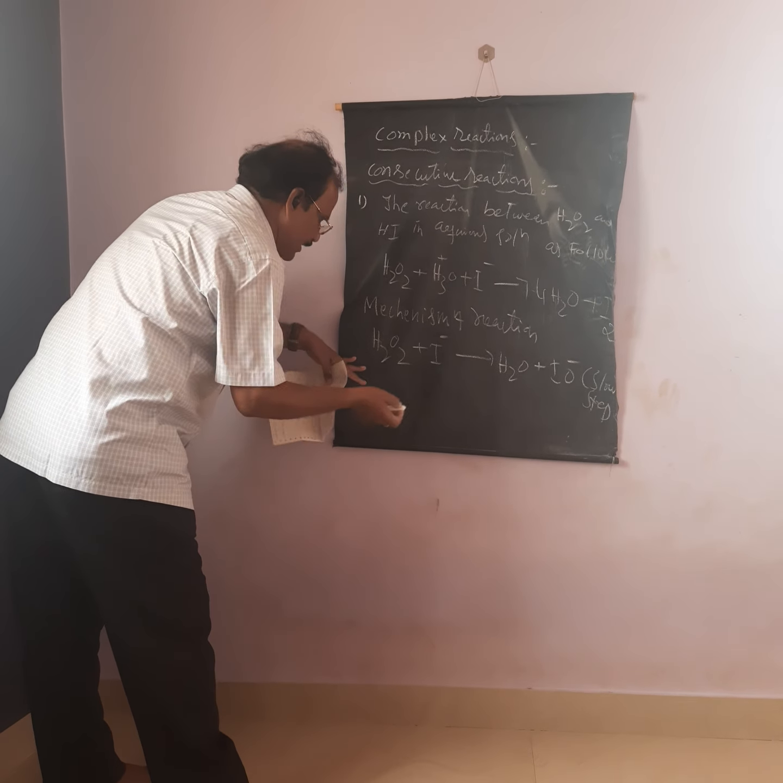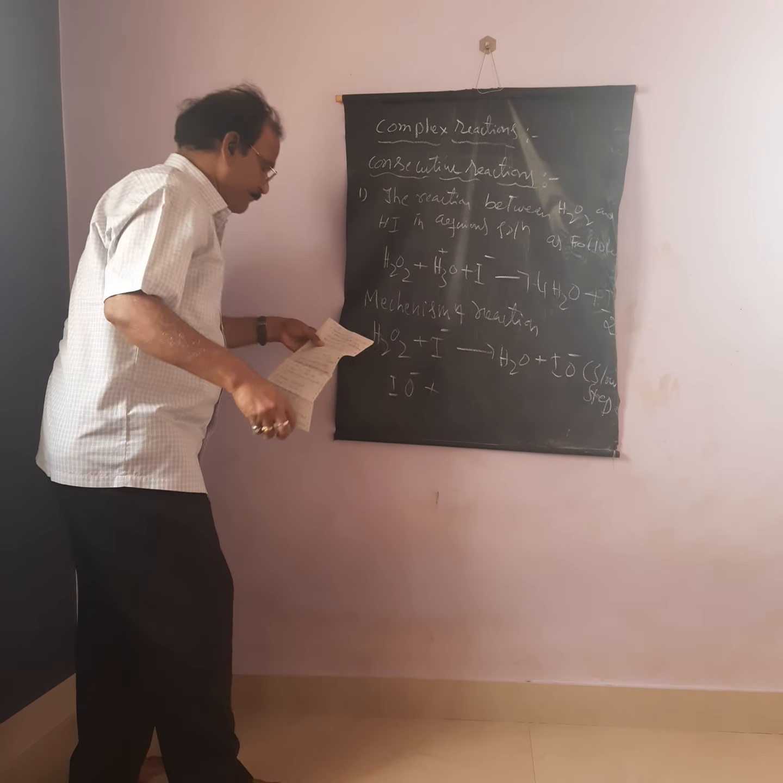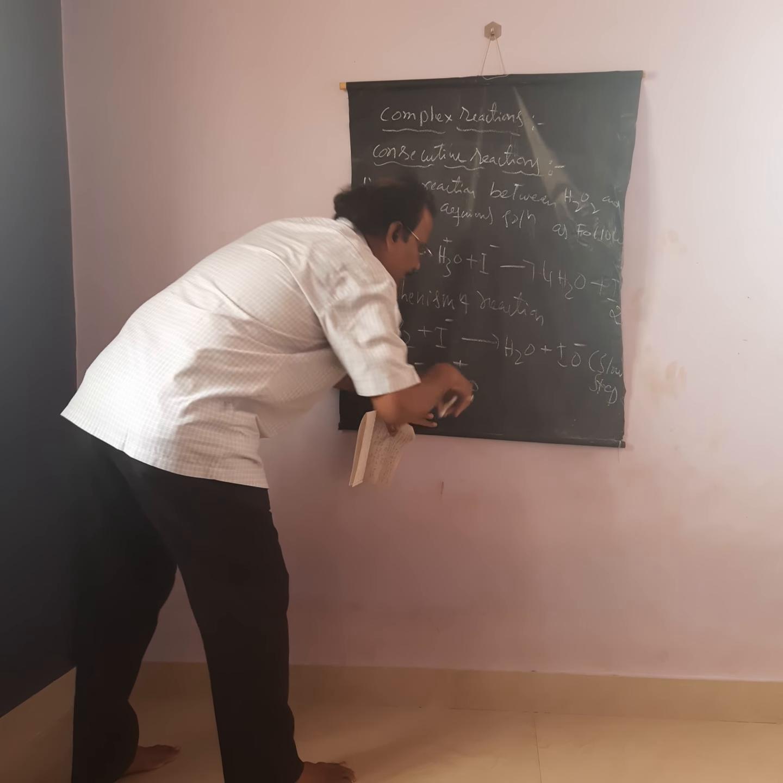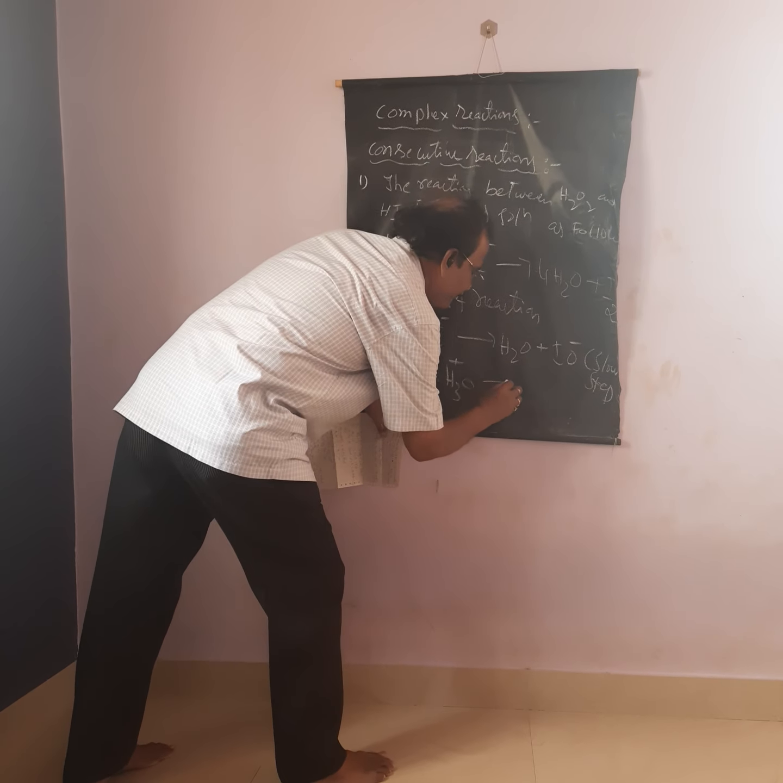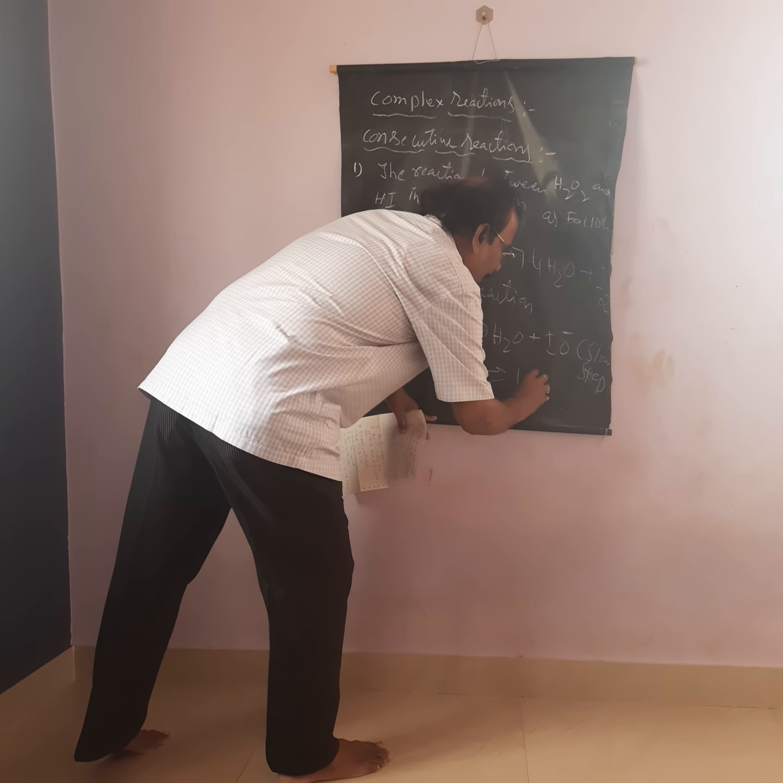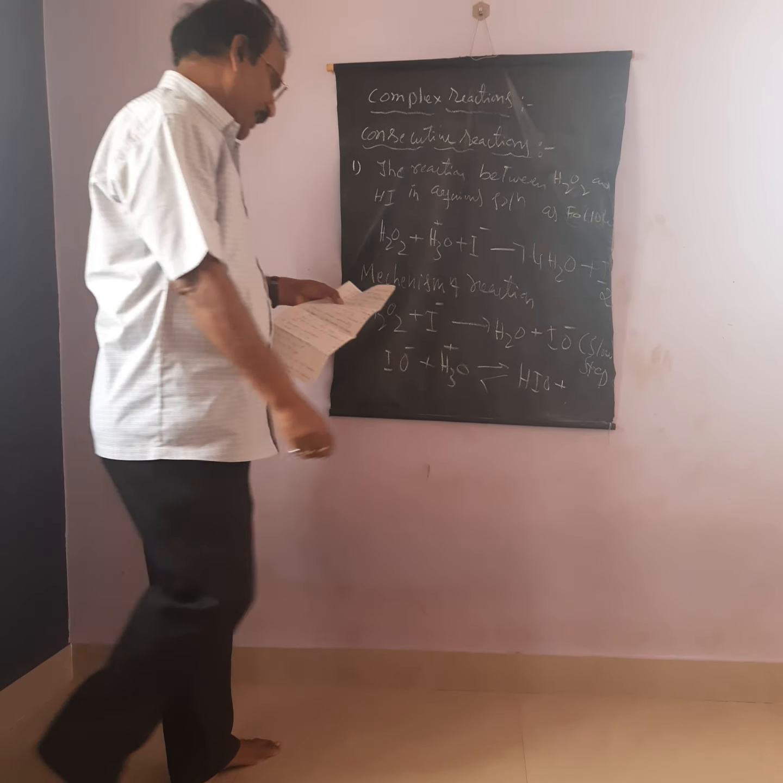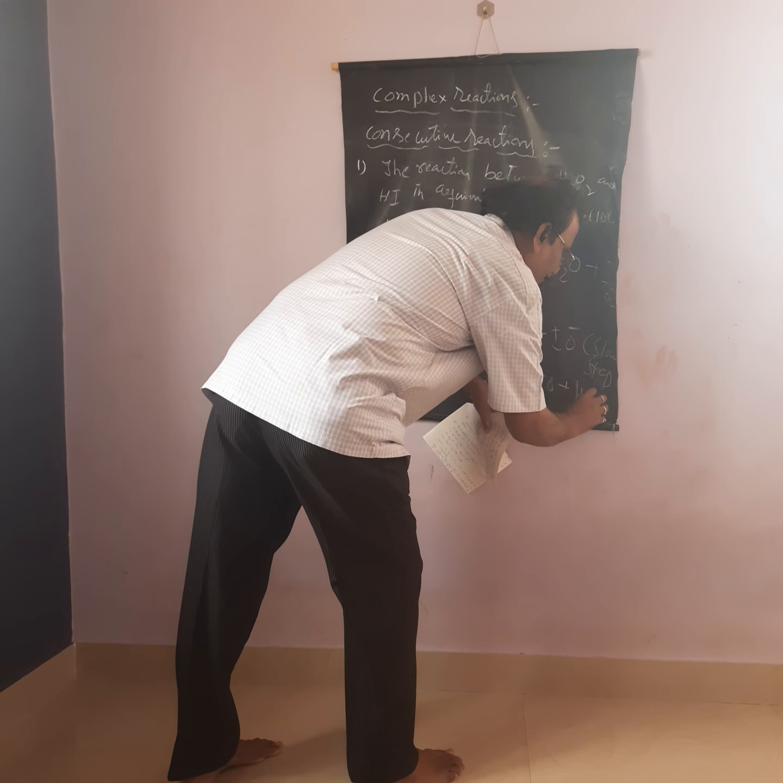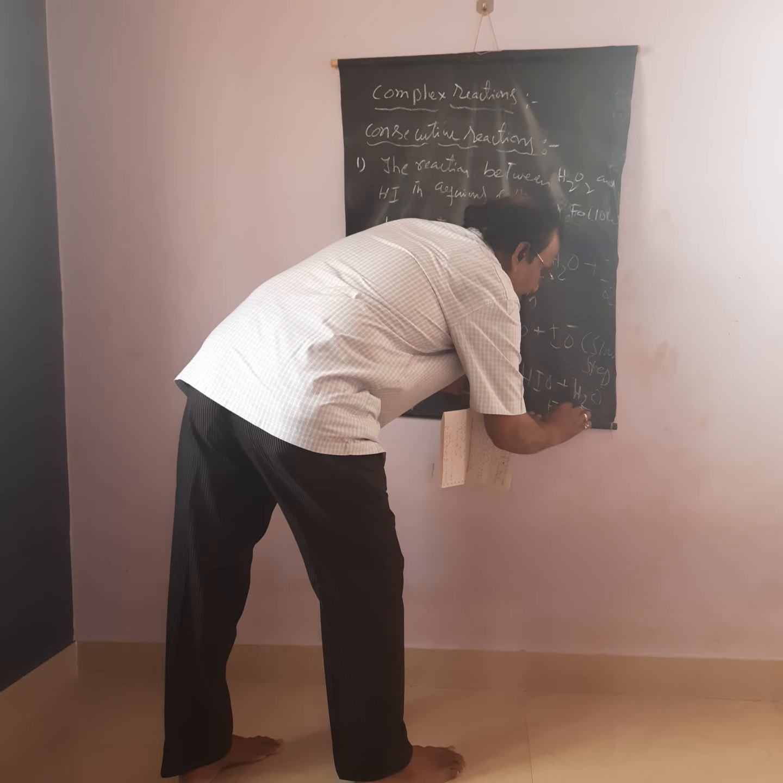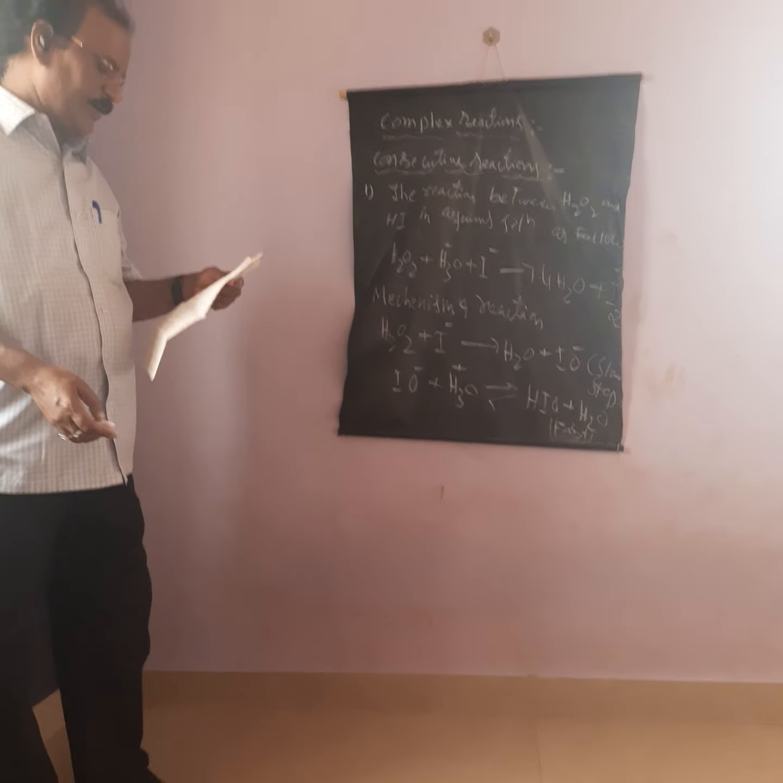The next step is IO minus reacting with H3O plus, the hydronium ion, which gives rise to HIO plus H2O, and this step is a very fast step. You do not study the kinetics of this reaction.